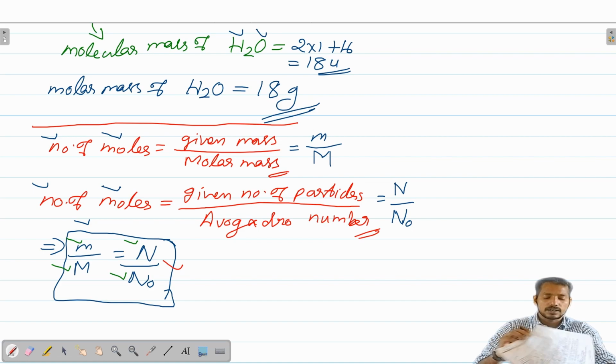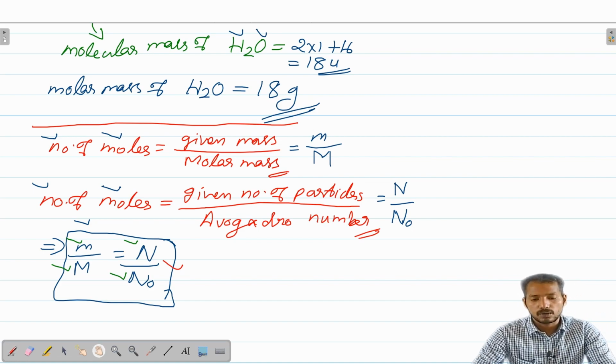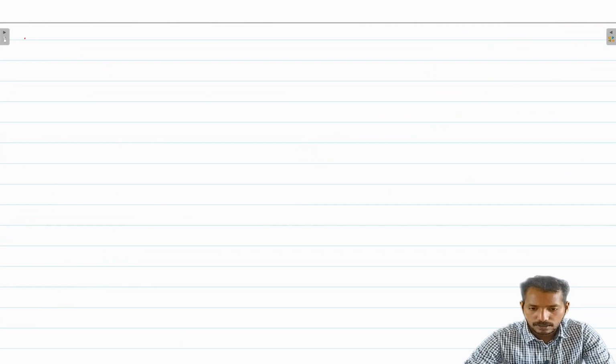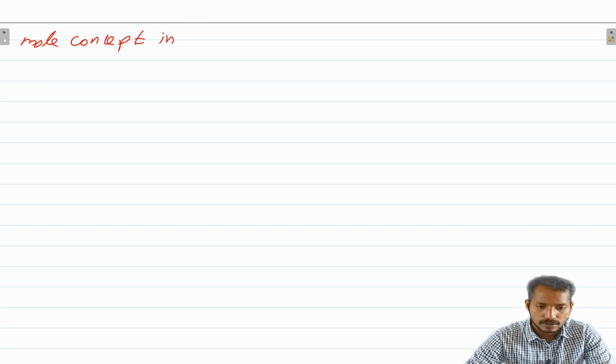So next one is the mole concept in chemical reaction. How does the mole concept come in a chemical reaction? Mole concept in chemical reaction.